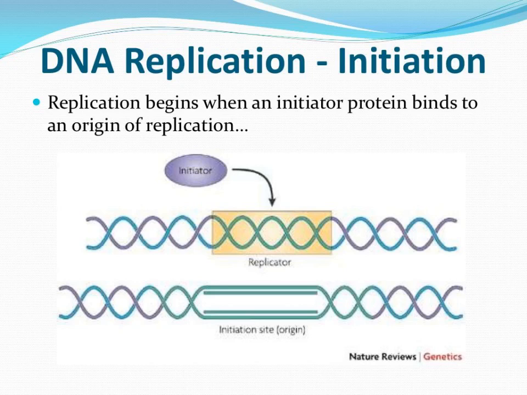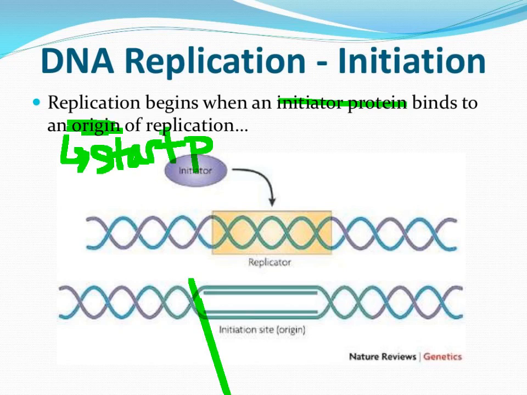All right, so the first step of DNA replication then is initiation. So big picture, you have an initiator protein and it binds to the origin of replication. This origin, that's a word that you definitely need to know. The origin is the start point. So the initiator protein binds to the starting point, and that's going to start off our process of replication.